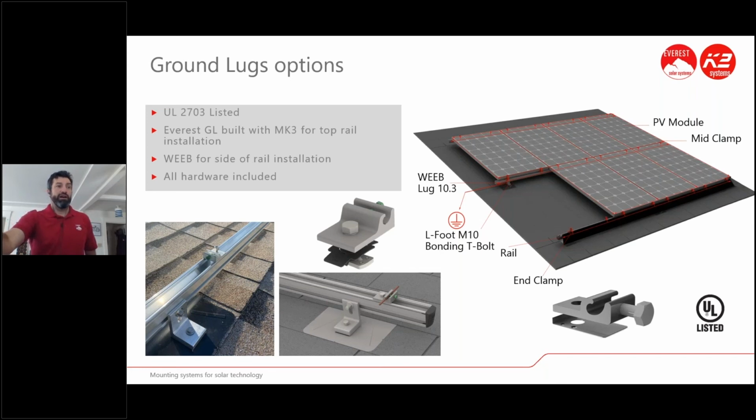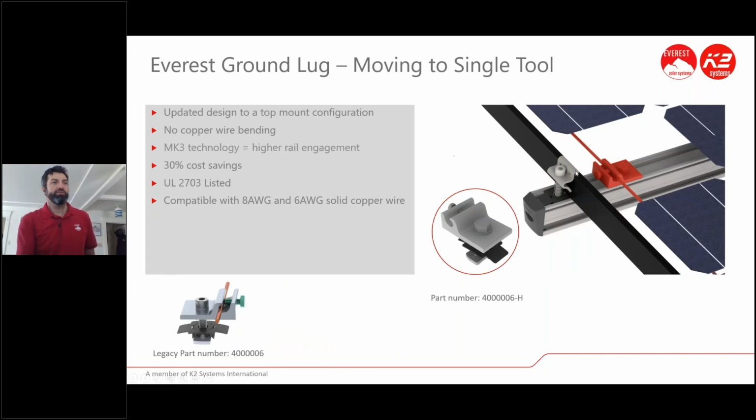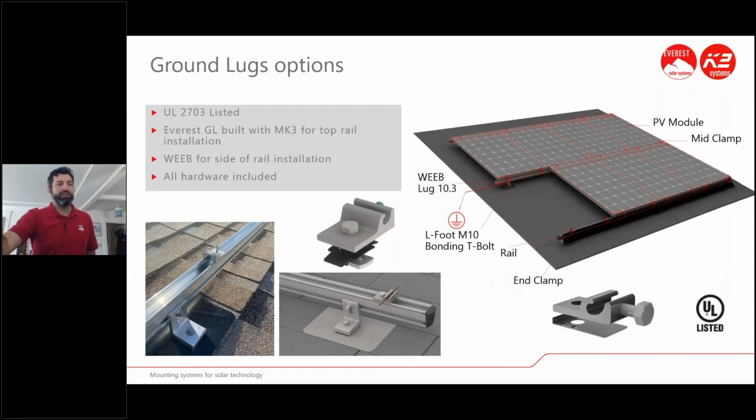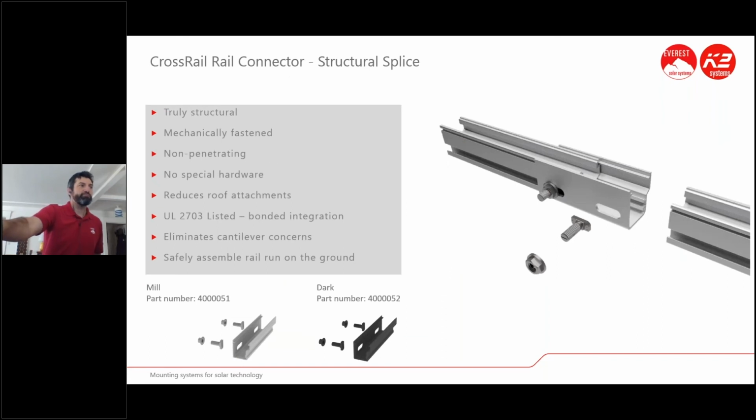2703. It allows you to install again on the top channel of the rail, and you can tuck it in, which this picture shows you pretty clearly, where you can tuck it in underneath the system, or you can put it on the outside if you want. But it goes into the top channel. And if you still want to mount to the side of the channel, you can do that with our 10.3.